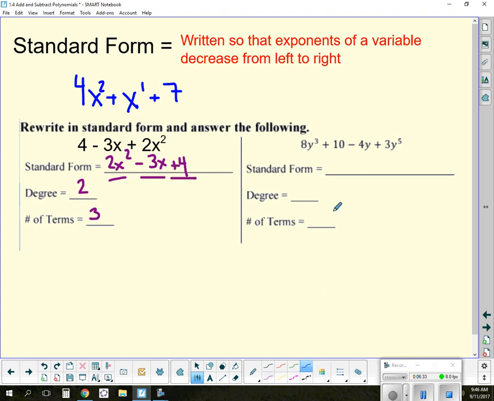Okay, you go ahead and try the second one, pause it here, and do the problem. Okay, check it out, see what you got. 3y to the 5th should come first, highest exponent of 5, then the exponent of 3, exponent of 1, and no exponent. There are 4 terms, 1, 2, 3, 4, and the highest exponent is a 5, so that is your degree.